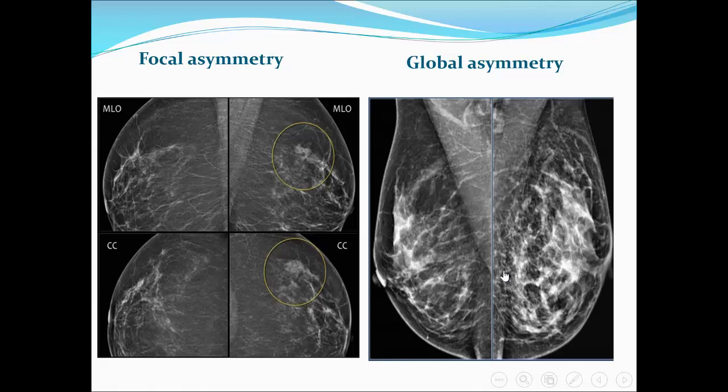Global asymmetry, you find that this breast as a whole has increased density than the other breast. So this is a global asymmetry and not focal asymmetry. Usually the global asymmetry we find more in inflammatory breast carcinoma and inflammatory lesions of the breast, or even in breast edema due to systemic cause.